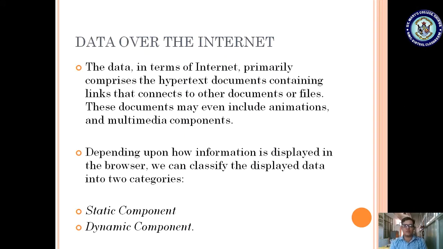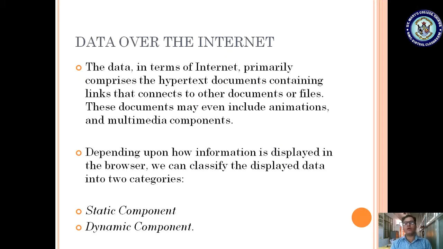So these hypertext documents contain links. These links lead to documents or files. The files may be of any type, whether animation or multimedia components. Depending upon how information is displayed in the browser, we can classify the displayed data into two categories. So whatever information is available on your website or on the internet through your website, we can get in the form of two categories.